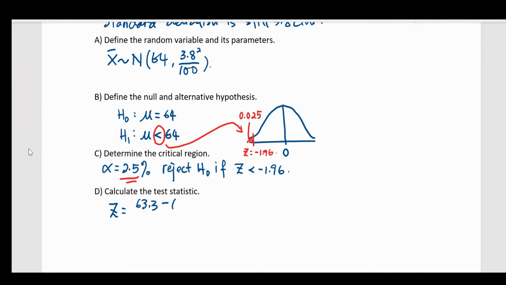63.3, then minus the population mean, divided by the standard deviation divided by square root of 100. Calculate this value. The z-score, the test statistic found, is negative 1.842. So obviously, since the z-score value found is greater than negative 1.96, which is not less than, hence we do not reject H0.